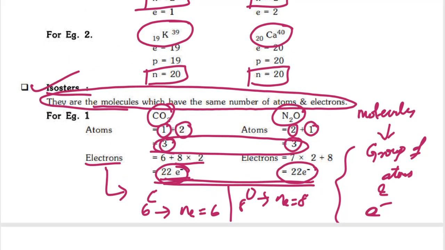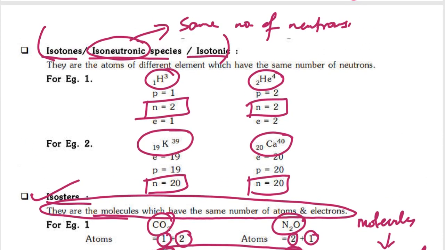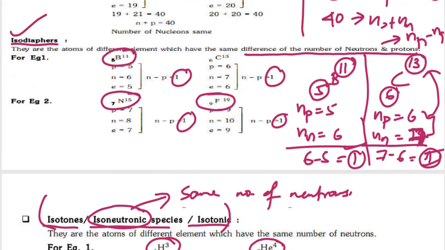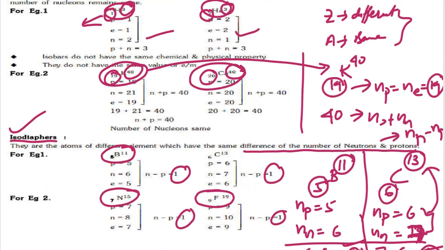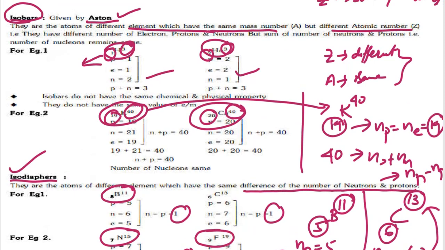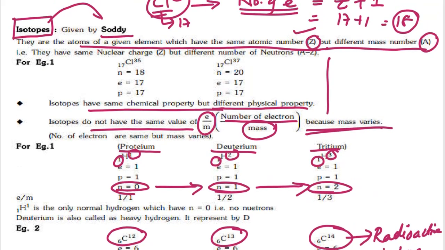Okay, isosters are where the number of atoms and electrons are the same, whereas isotones are where the number of neutrons is the same. Isodiaphers are where the difference between neutrons and protons is the same. Then we have isobars, where there is the same mass number but different atomic number. Isotopes have the same atomic number but different mass number, right?